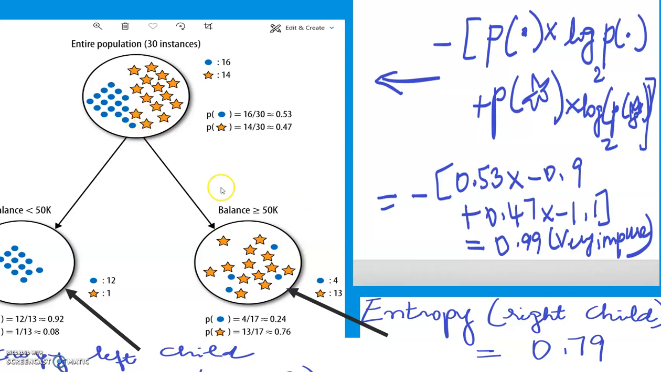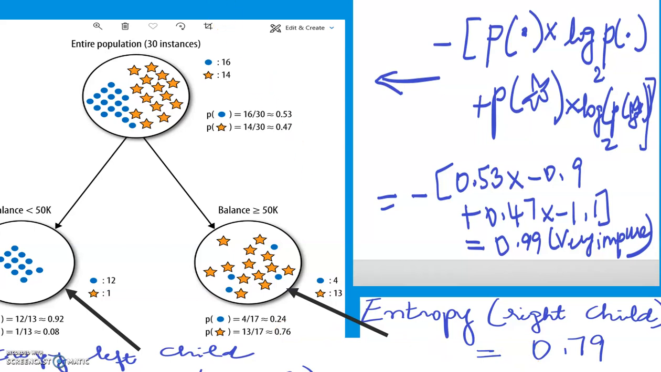Likewise, if you go to the right child, and the right child has 17 customers, 4 blue dots and 13 yellow dots, the probability for blue dot is 0.24, the probability for yellow star is 0.76, and the entropy of the right child is 0.79.